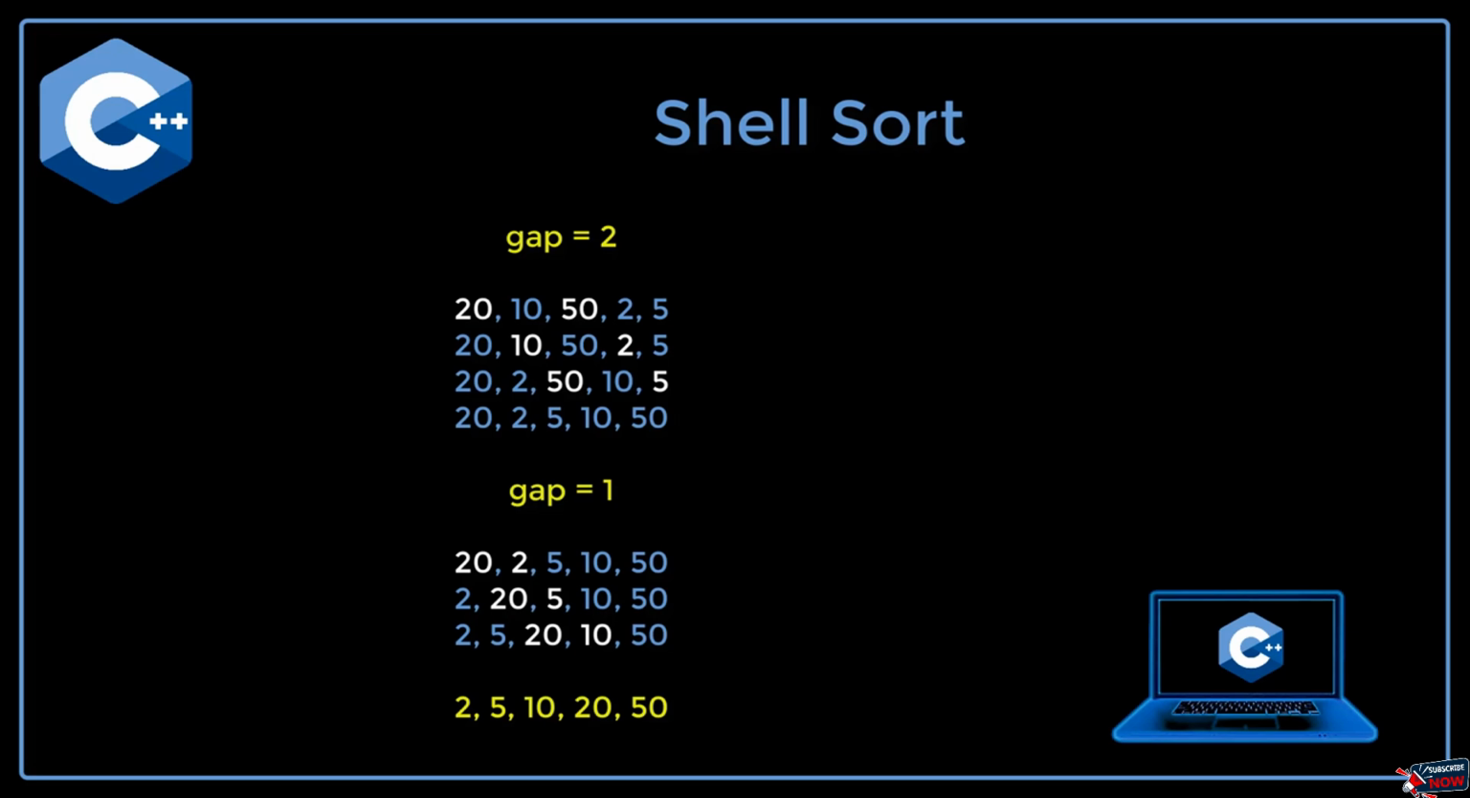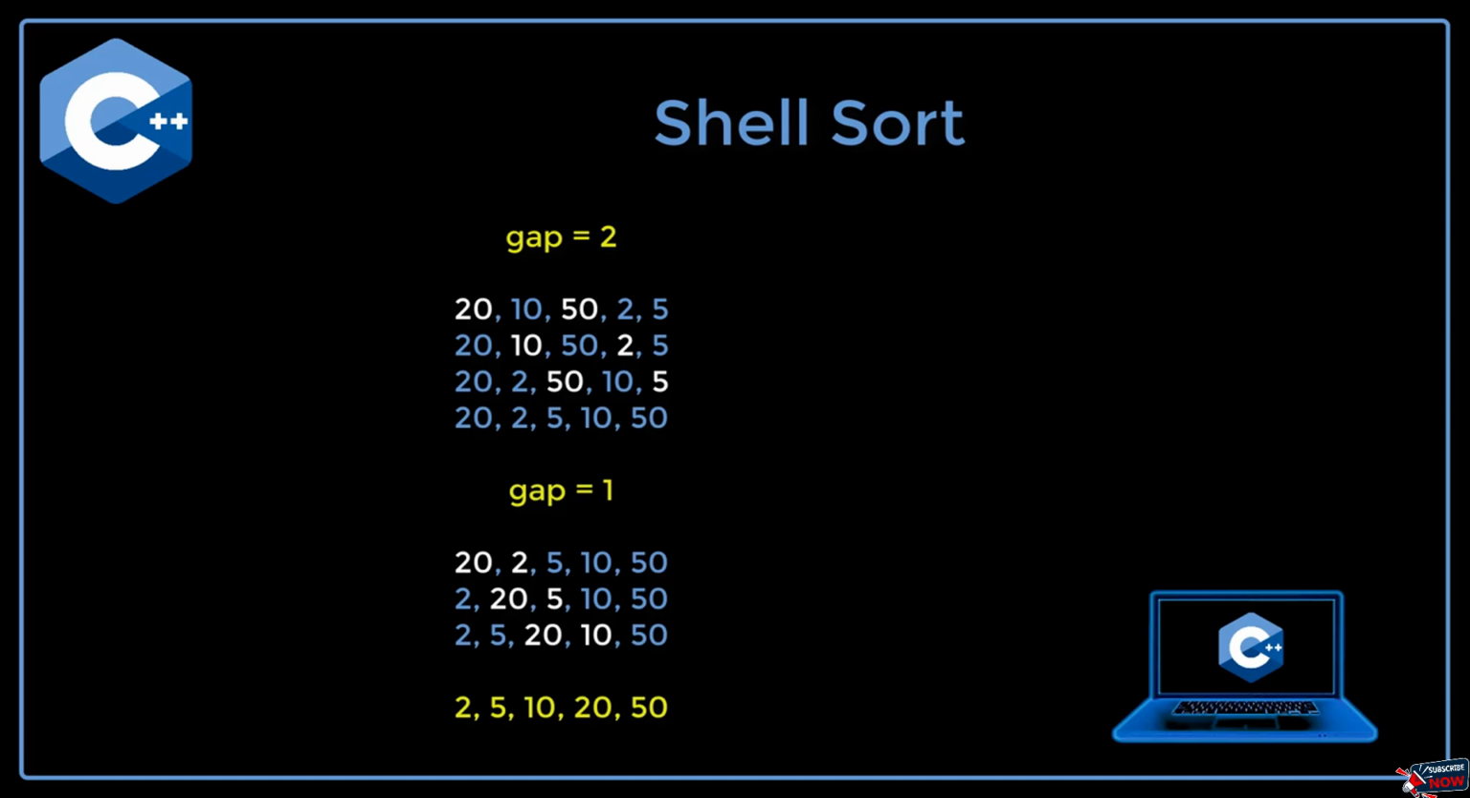Next, we compare the elements 10 and 2. Since 2 is less than 10, we swap these elements. Next up are 50 and 5. These elements are out of order, so we swap them. Now that we have gone through the entire list, checking with a gap of 2, we divide the gap by 2, and the gap now becomes 1.